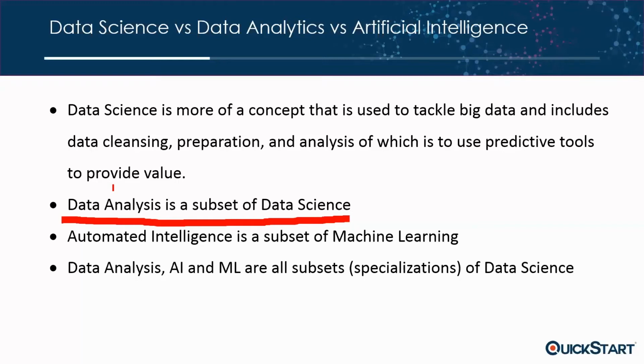Now, AI is really a subset of machine learning. So we want to understand models. We want to understand, for example, how to train our predictive tools that we may be using. And it all just comes down to understanding what the right facets are to consider. So we'll talk more about that. So data analysis, AI, and machine learning are all subsets or specializations of data science. So I hope that is made pretty clear.